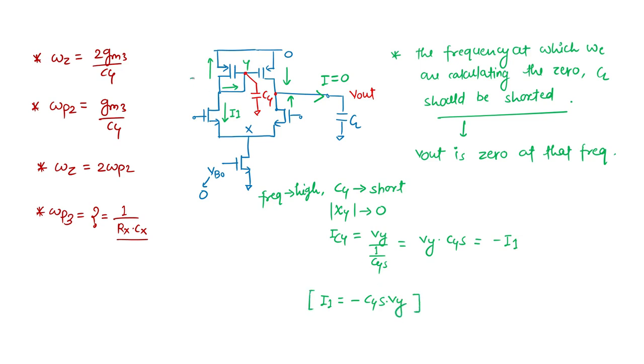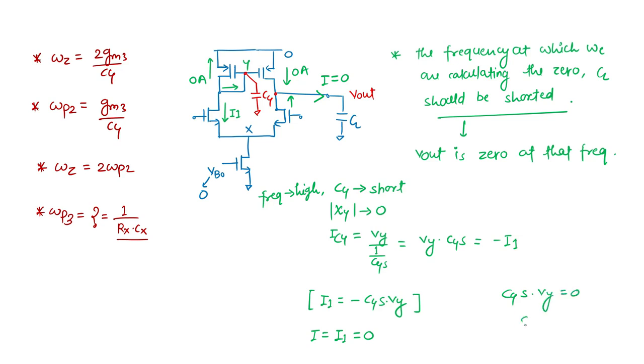So what is happening here? This is nearly 0 amp. So here the 0 amp is copied. The entire current I1 is going this way. So your I is equal to I1 equal to 0. If I want to calculate the zero in that high frequency sense, then what will happen here? Your Cy S into Vy equal to 0.